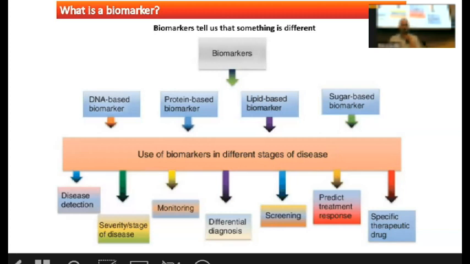Now, lots of things can be used for biomarkers. They can be genomes or genes. They can be proteins. They can be lipids. They can be sugars on this slide. There's other things that are not on this slide. Imaging biomarkers, for example, are one obvious thing. But basically what we want to do is we want to use these biomarkers to tell us different things about Parkinson's.